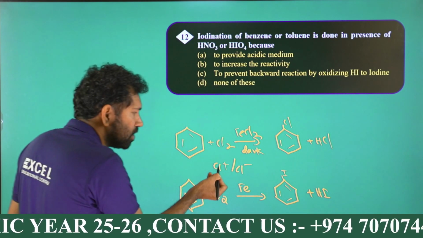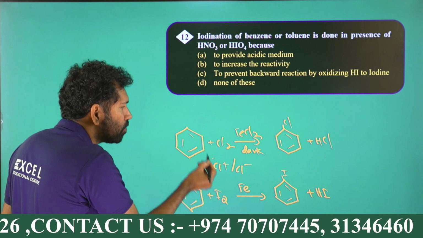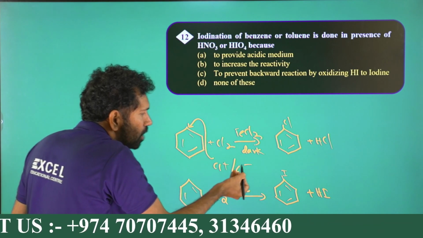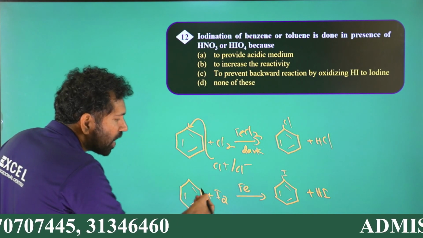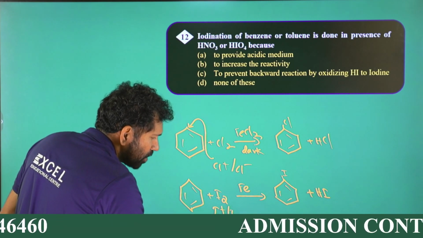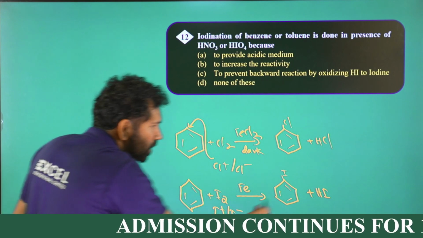Like that, here Cl plus and Cl minus will generate. Cl plus will attack here. H plus is going out. H plus will combine with the Cl minus to get HCl. Same way, here H plus will combine with I minus to get HI. Here I plus and I minus will generate. See, I plus will come here, and H plus will combine with I minus to get HI.